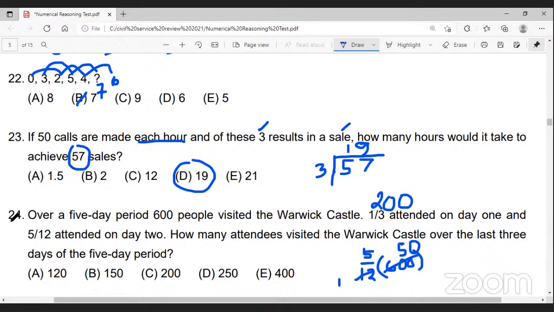We have 250 representing 5 twelfths. So we have 200, 250. First day, 200. Second day, 250. So how many attendees over the last 3 days? 200 plus 250, 450. Subtract it from 600. Remaining? 150. 150, ma'am. Okay, Mark. Thank you.